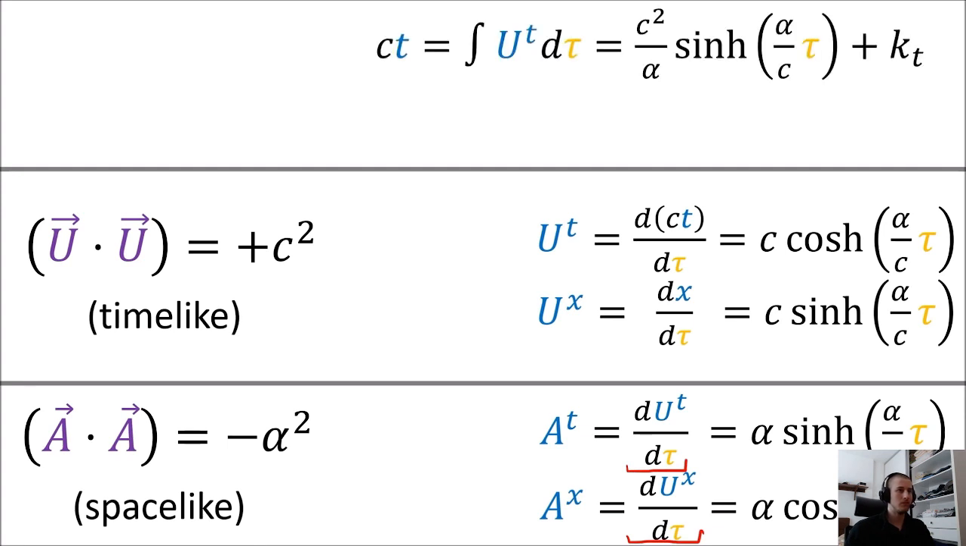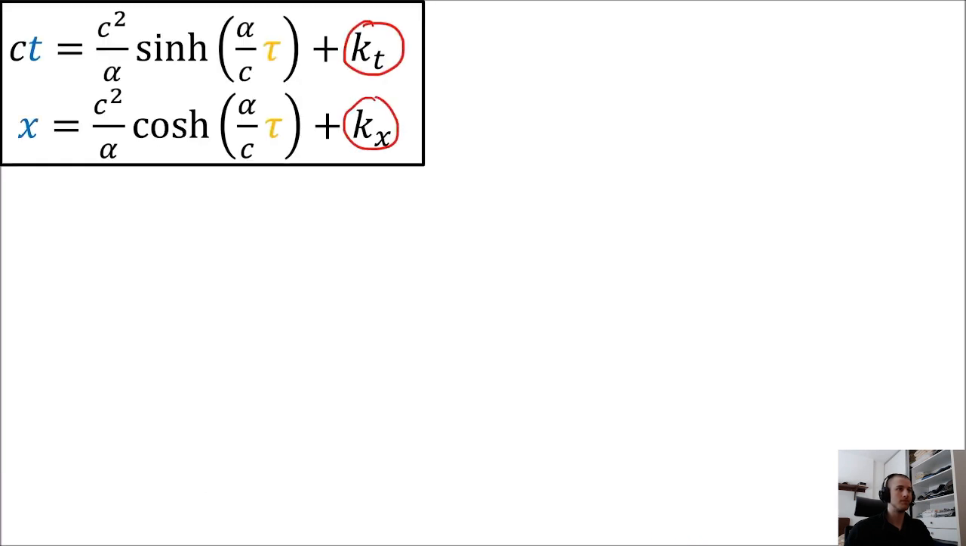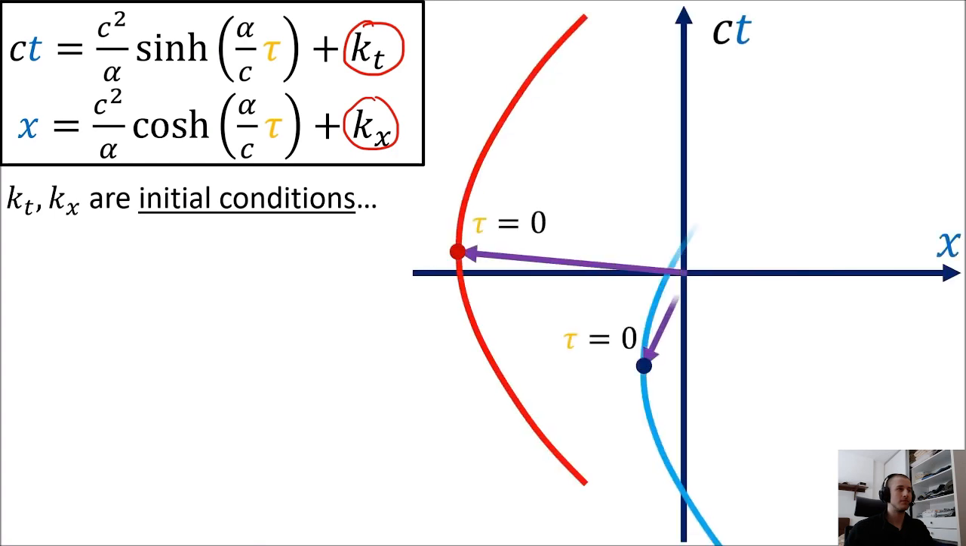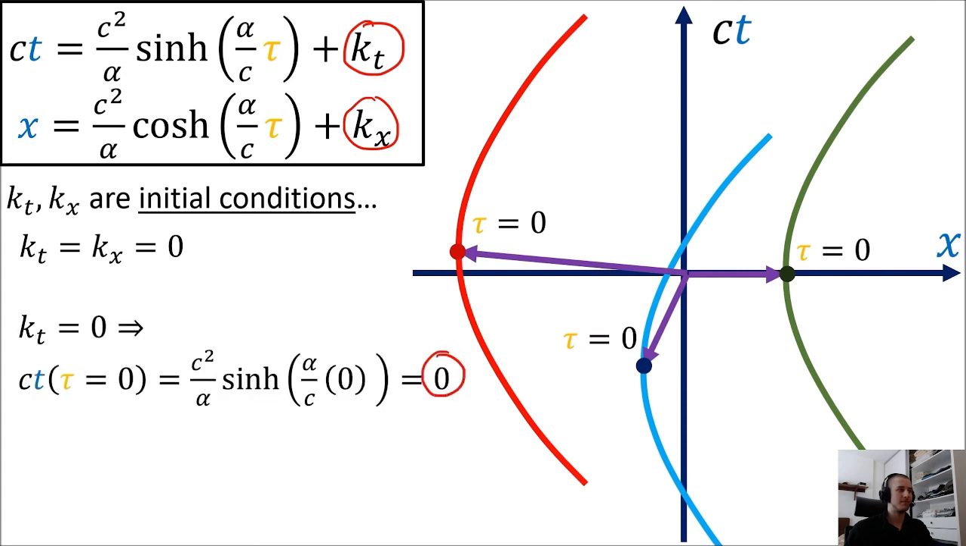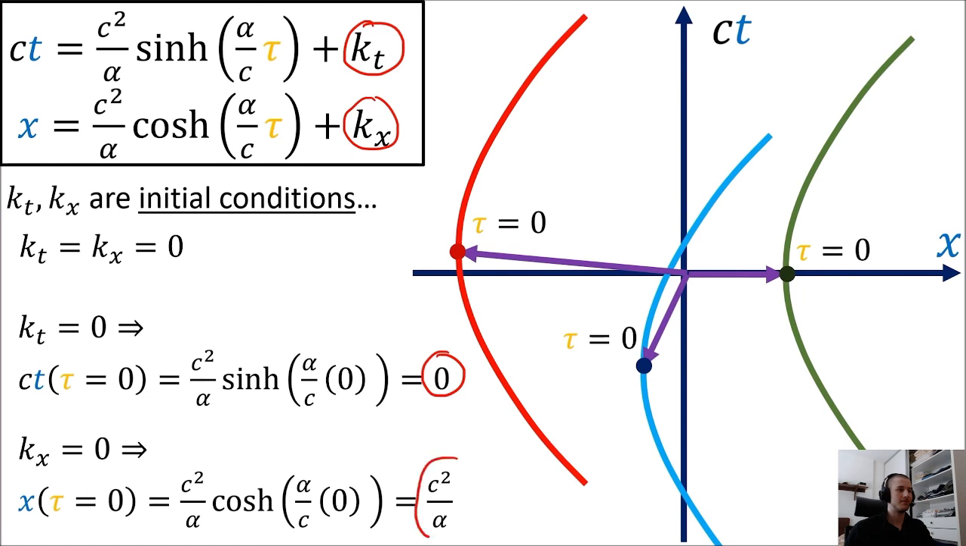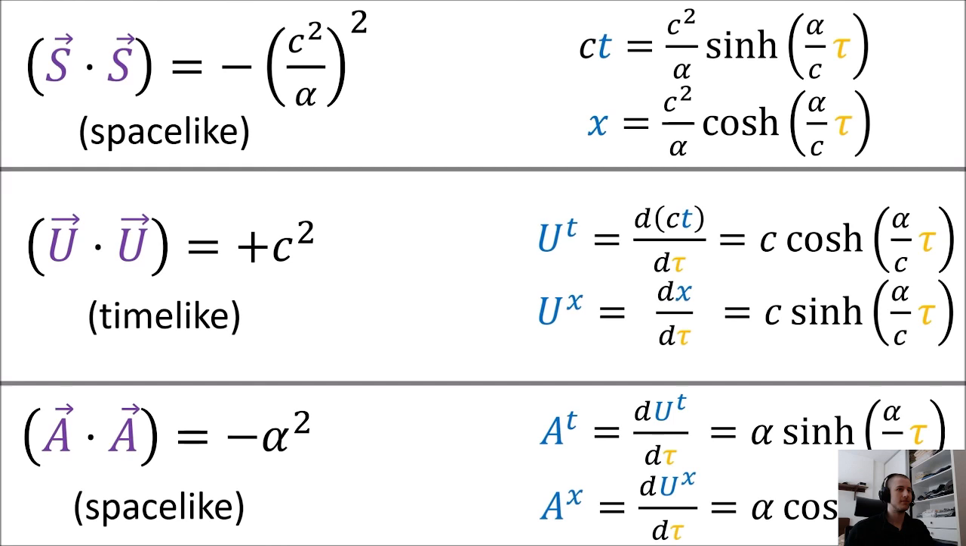We can also get the spacetime 4-position components by taking the integrals of the 4-velocity components with respect to tau. And we get integration constants kt and kx added on at the end. These integration constants represent another initial condition, the initial position in spacetime of the accelerating observer. For simplicity, we'll set them to 0. This means that our initial time position is 0, and our initial space position is c squared over alpha. We can also see that, in this special case, the observer has a constant spacetime interval, s.s, of negative the square of c squared over alpha.